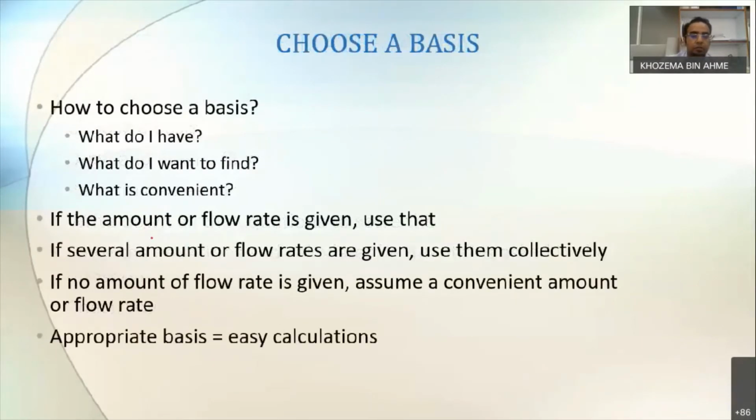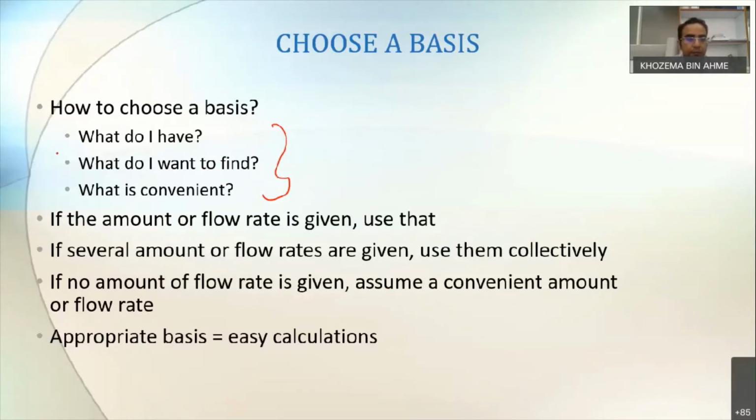Choosing a basis. Basis is something that you choose when you want to start your calculation. That's it. It's just a number. It can be 100, 1000, 10,000, 1, whatever it is. And it can be 1 kilo, 100 kilo, 1000 kilo, 100 mole, and so on and so forth.